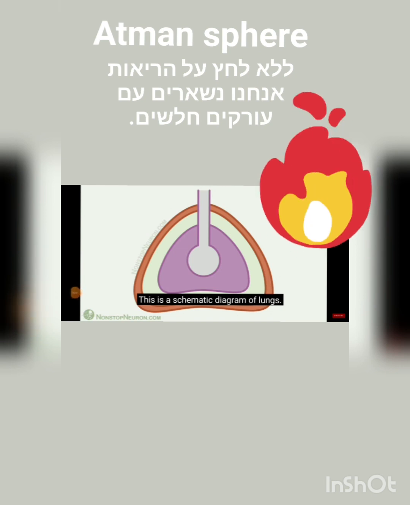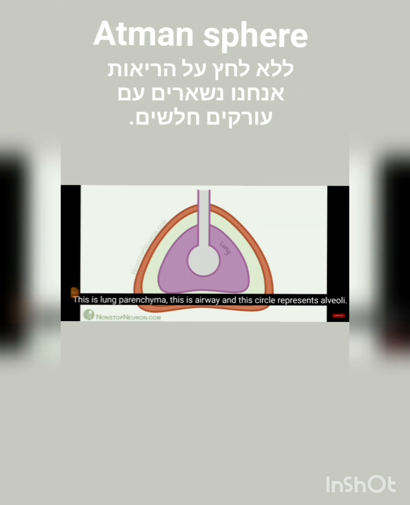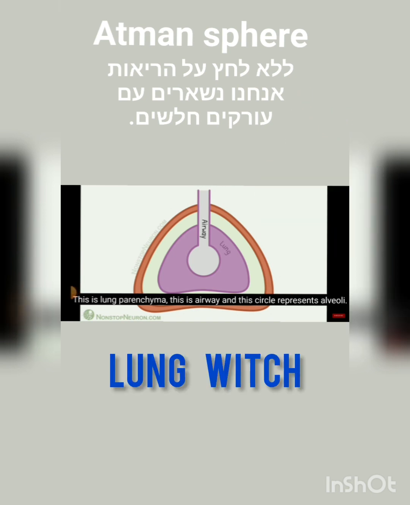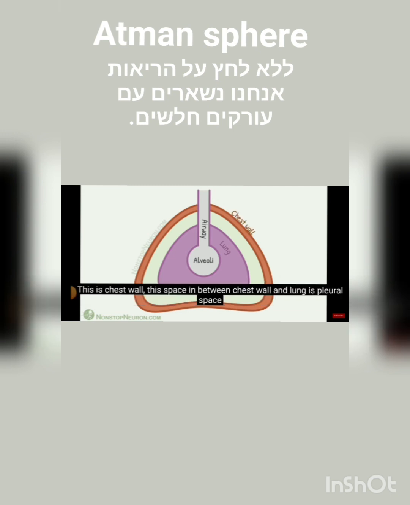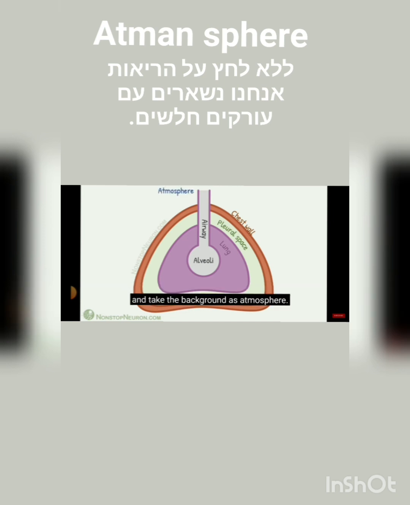Diagram of lungs. This is lung parenchyma. This is airway, and this circle represents alveoli. This is chest wall. This space in between chest wall and lung is pleural space. And take the background as atmosphere. Atmospheric pressure is 0 centimeter of water.